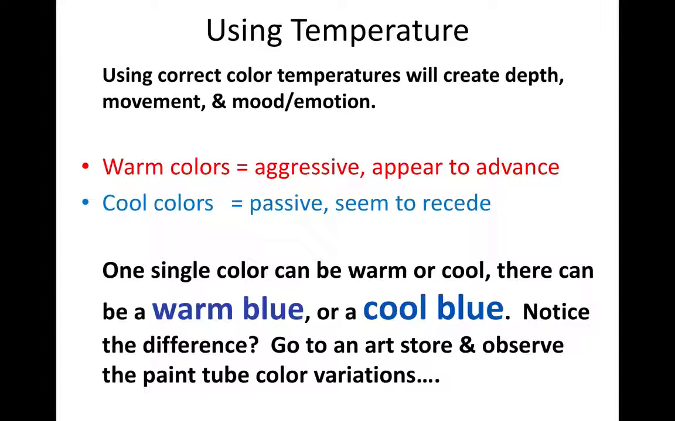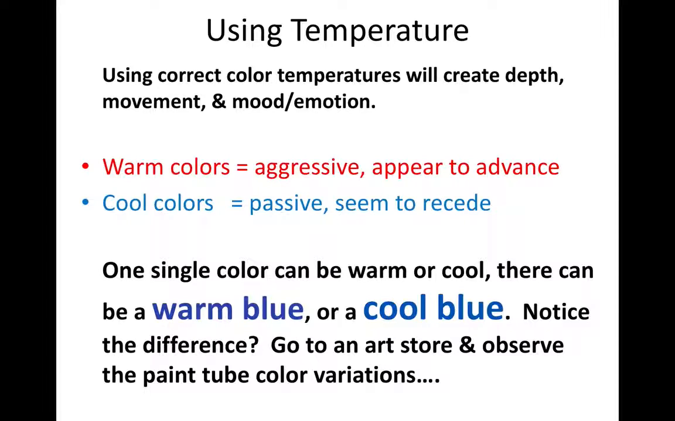Another example of using temperature, it can help us create depth, movement, and change our mood or emotion in an image. The warm colors that we see are aggressive. They appear to advance off the page or off the painting or in the photograph. Cool colors are very passive. They seem to recede. So in looking at the blue and the red, the red really pops out at us more than the blue. Well, that's because it's warm.